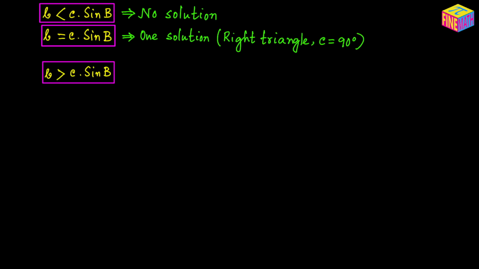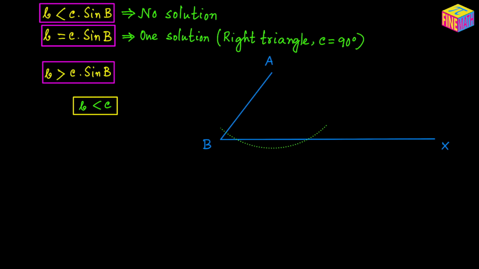The first situation I'm going to take is when B is less than C, and of course it is greater than C times sine of B, but B is less than C. That is the scenario we are going to check now. When B is less than C, if we draw an arc from point A taking B as the radius, then it is going to cut BX at two different points, and if we join those points, then AC sub 1 would be one of the line segments and AC sub 2 would be another line segment. So the two possible triangles would be ABC sub 1, that is one of the possible solutions, or ABC sub 2, that will be another possible solution.